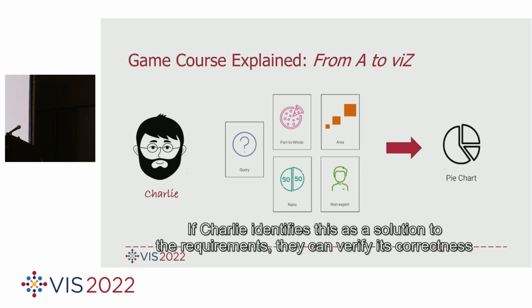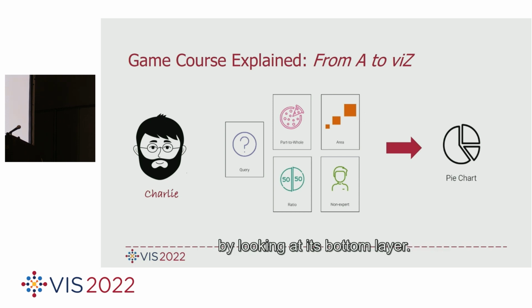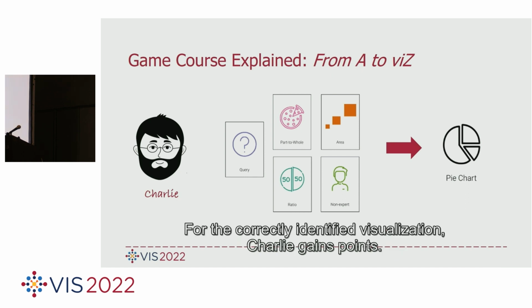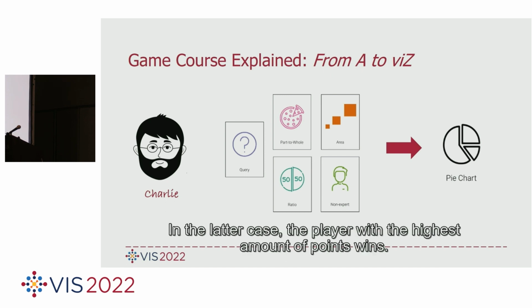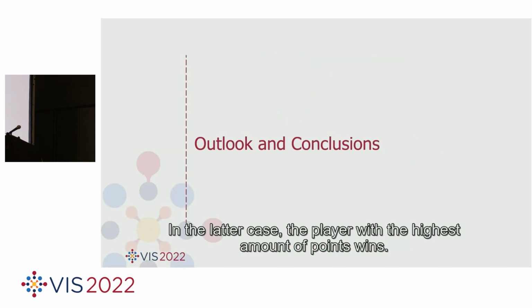If Charlie identifies this as a solution to the requirements, they can verify its correctness by looking at its bottom layer. For the correctly identified visualization, Charlie gains points. This game can be played individually or with more people. In the latter case, the player with the highest amount of points wins.